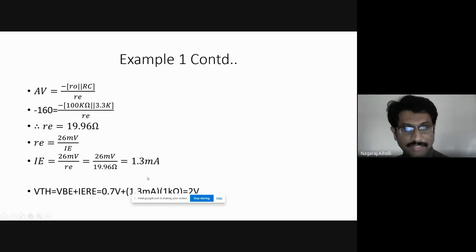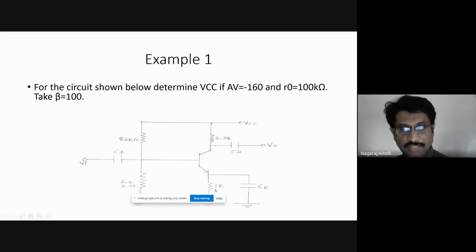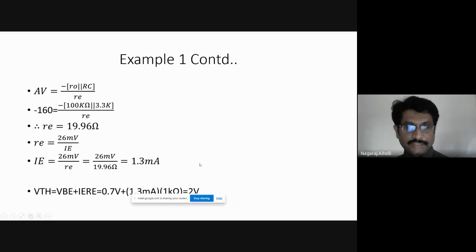Just now you have calculated it, into RE, capital RE. Capital RE is how much? The emitter resistance, it is 1 kilo ohm. Substitute that and tell me the value of VTH. VTH is how much? Thevenin's voltage. Two volts only, sir. 2 volts, right. The answer is 2 volts. Thevenin's voltage is 2 volts.